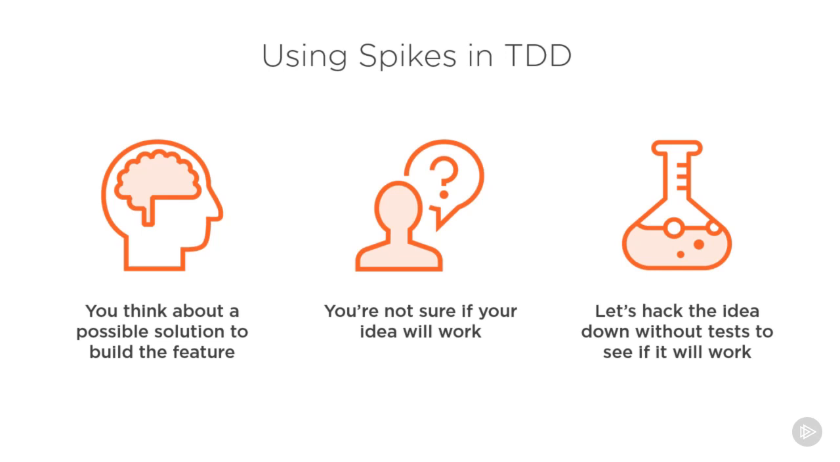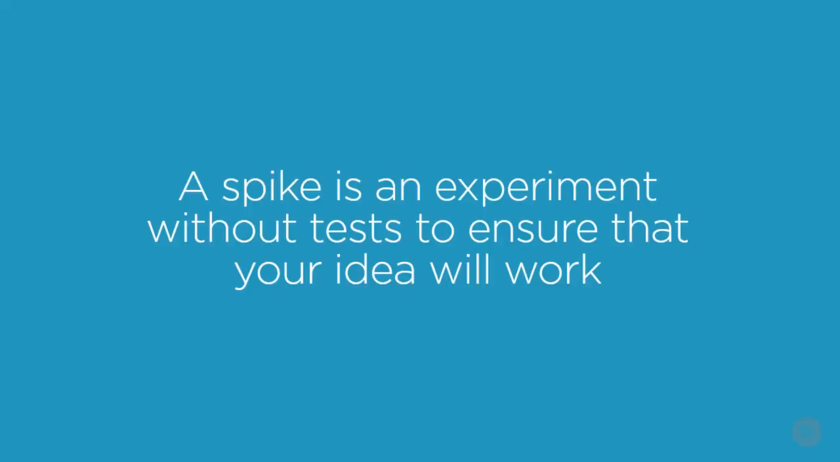So let's look at the definition. A spike is an experiment without tests to ensure that your idea will work. In a spike, you don't care about writing nice code. You just hack your idea down to see if this is the right way to go. After you have found out that it is the right way, then you should throw away your spike. And then you start by writing a failing test, and then you're back in the cycle of test-driven development with red, green, refactor.